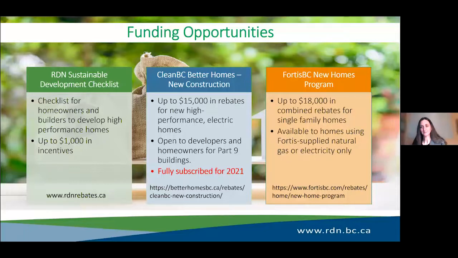So in our area, in the RDN and the Cowichan Valley Regional District, you would be connecting to natural gas to take advantage of that rebate, which you may or may not want to do depending on what your priorities are around carbon emissions from your heating system. So the RDN checklist is available to RDN electoral area residents only, and it can provide up to $1,000 in incentives for sustainably built homes.